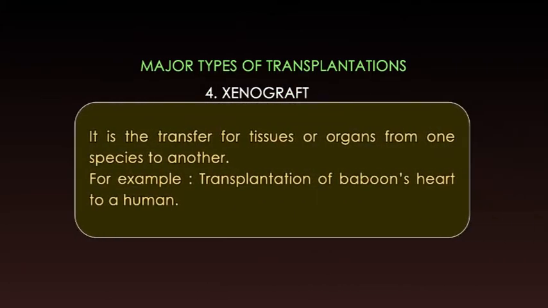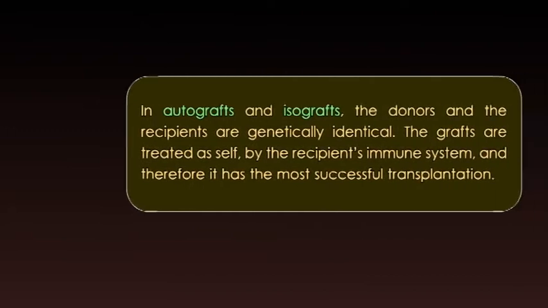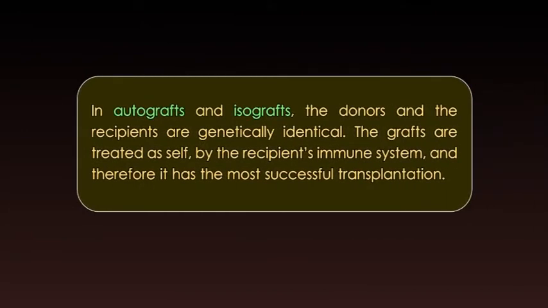Xenograft. It is the transfer of tissues or organs from one species to another. For example, transplantation of a baboon's heart to a human. In autografts and isografts, the donor and the recipient are genetically identical. The grafts are treated as self by the recipient's immune system, and therefore it is the most successful transplantation.